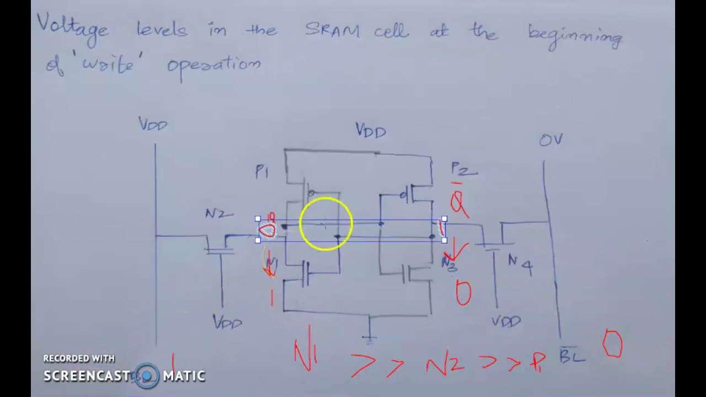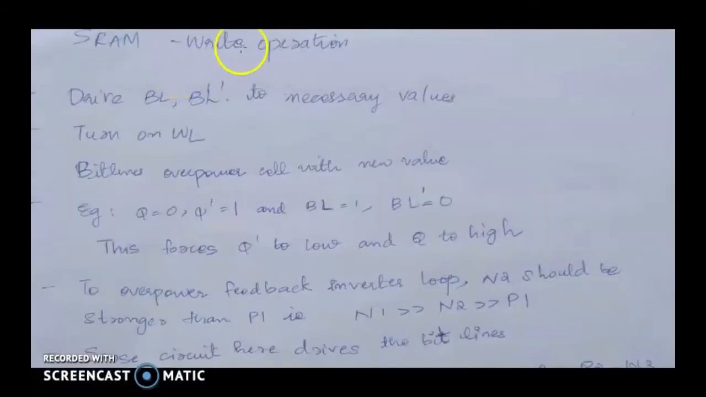Thus the feedback inverter latches on to this value to be written. So that's all about this write operation. Now let's recap what we learned. During write operation we need to drive BL and BL bar to the necessary value, that is the required value to which the memory cell is to be stored. Then turn on WL, that's the word line. Then only we can perform any modification to the memory cell. Then bit lines overpower the cell with the new value.